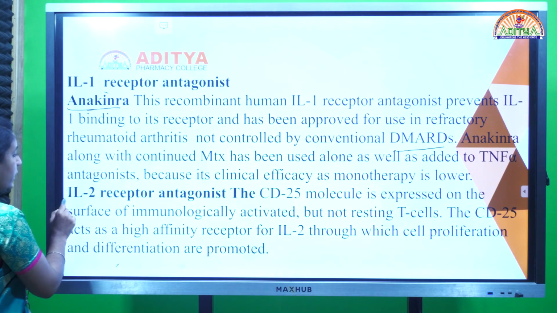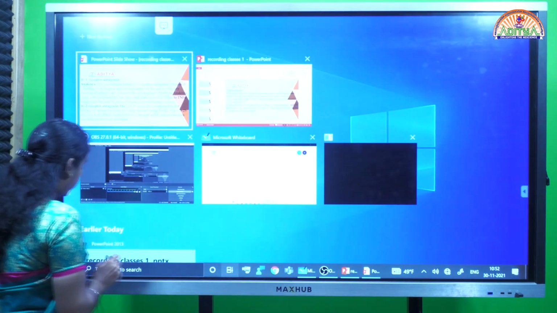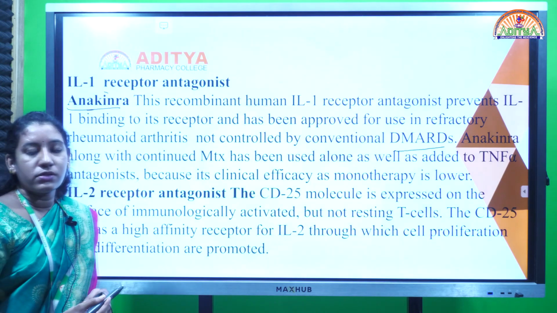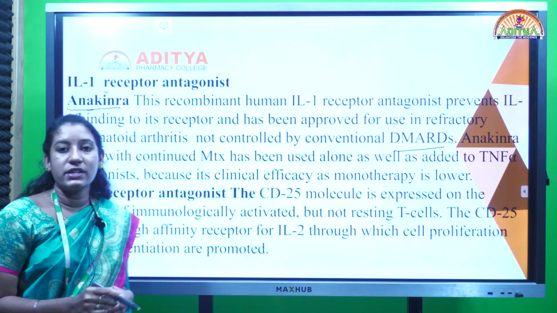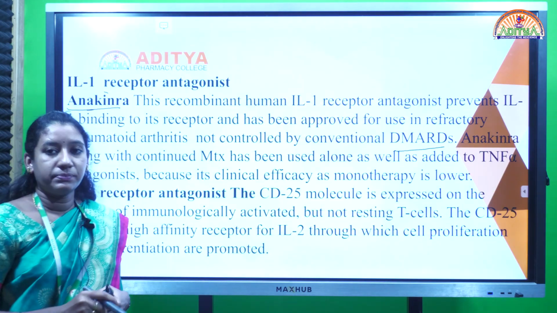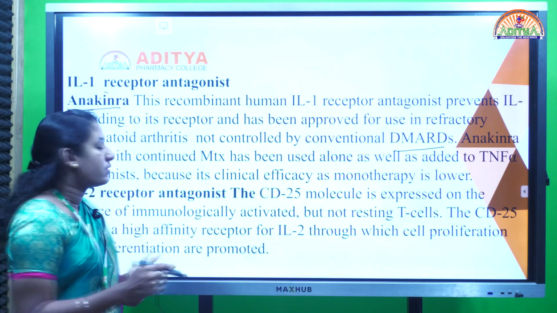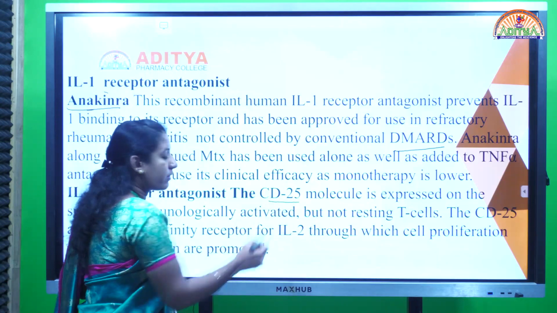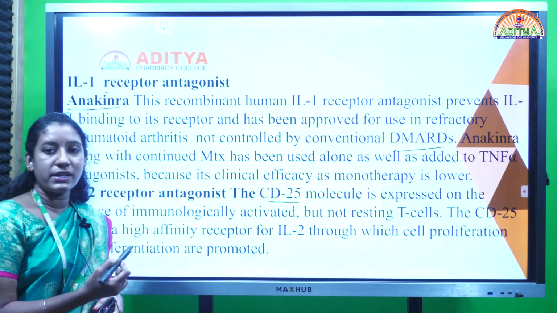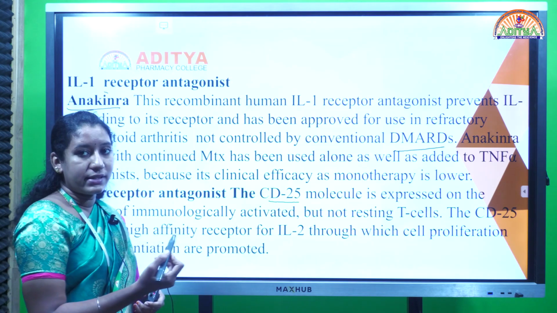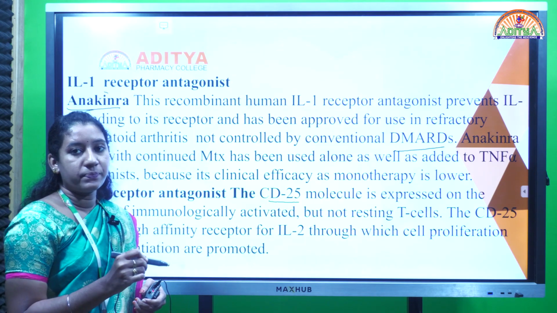The next one is IL-2 receptor antagonist. Normally the CD25 molecule is generally expressed on activated T cells but not on resting T cells. So there is one molecule, CD25, which is expressed on immunologically activated T cells but not on the resting T cells.